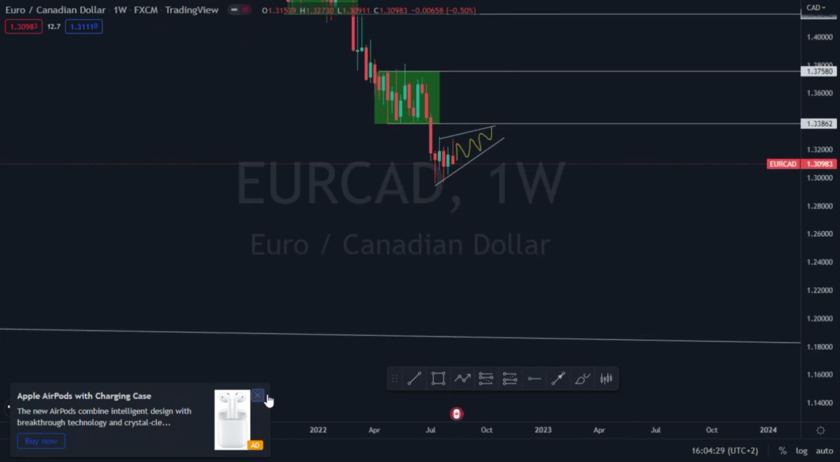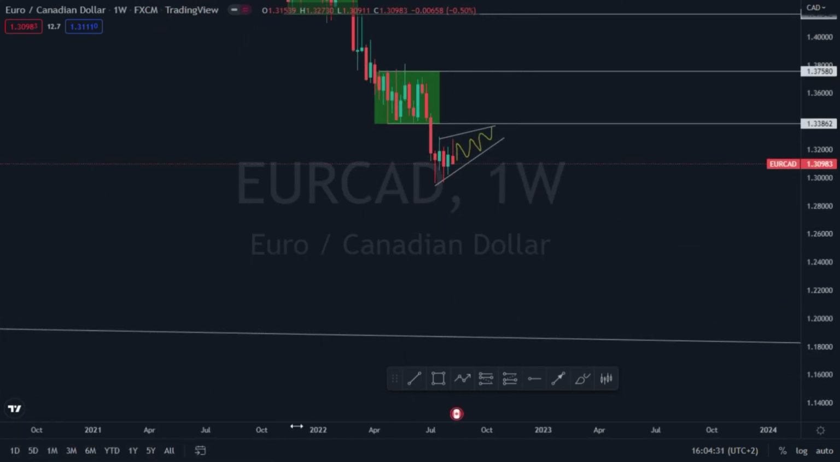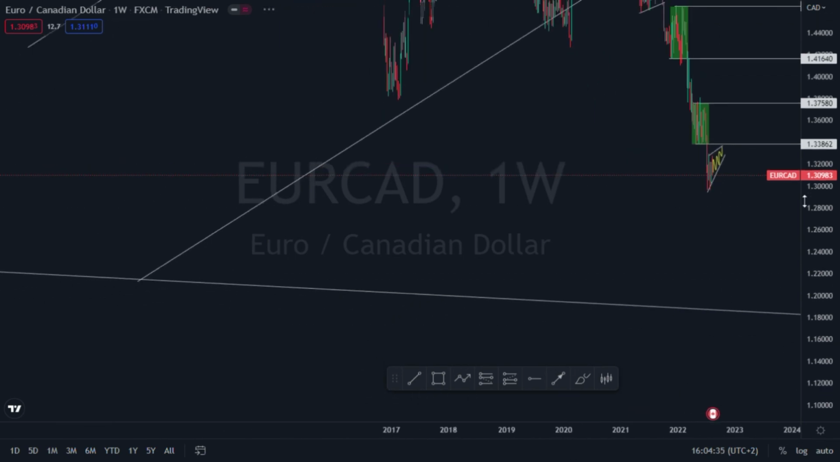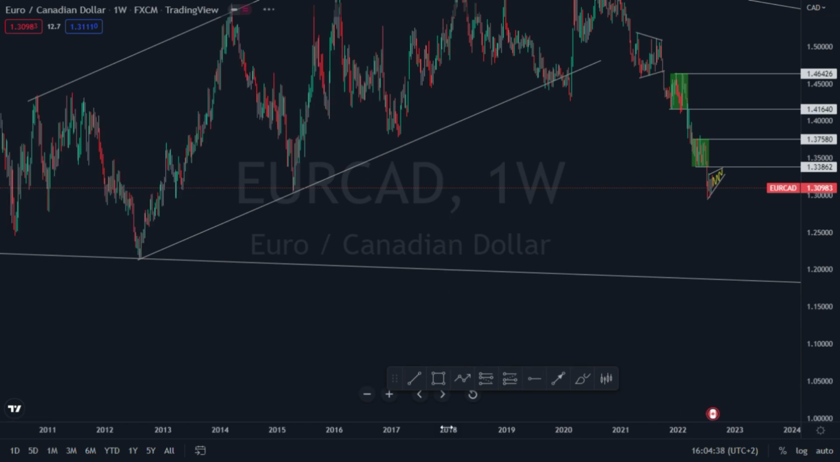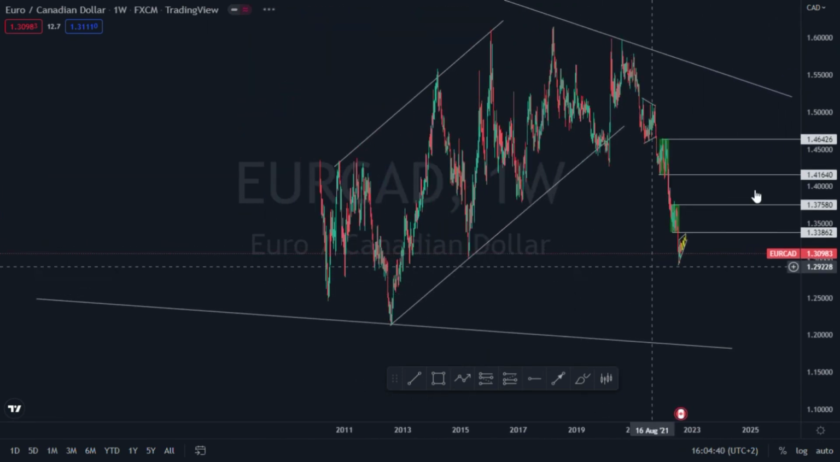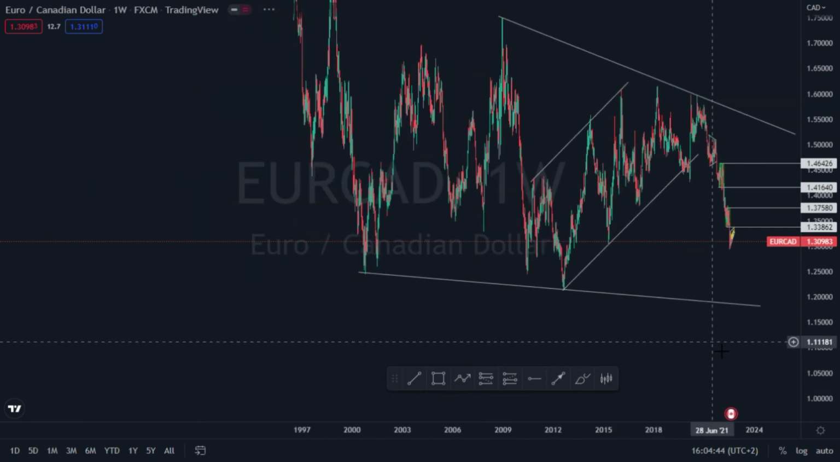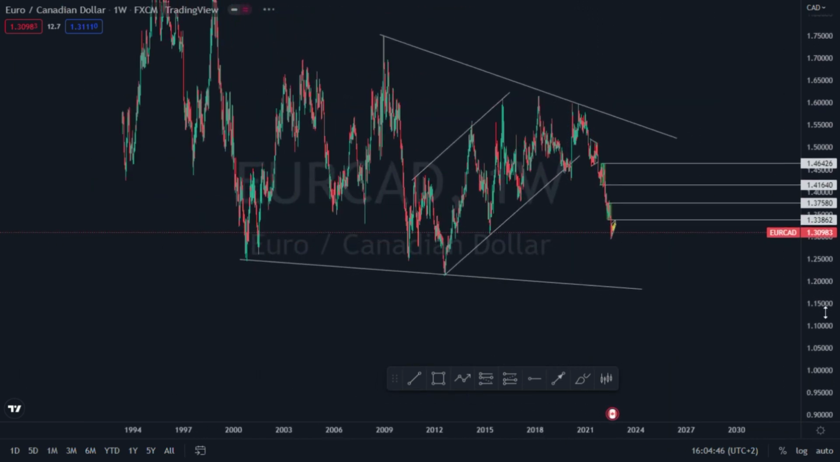As we can see, this is the weekly structure. This is what I'm seeing on this Euro CAD. This is what is happening on this Euro CAD.